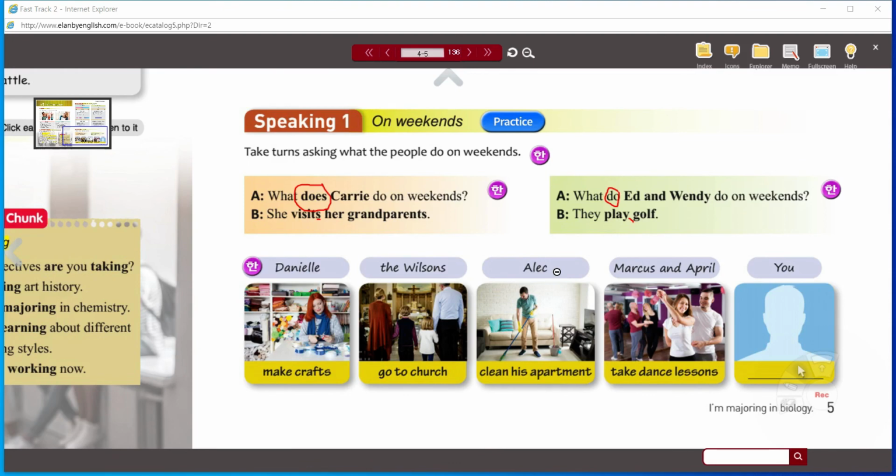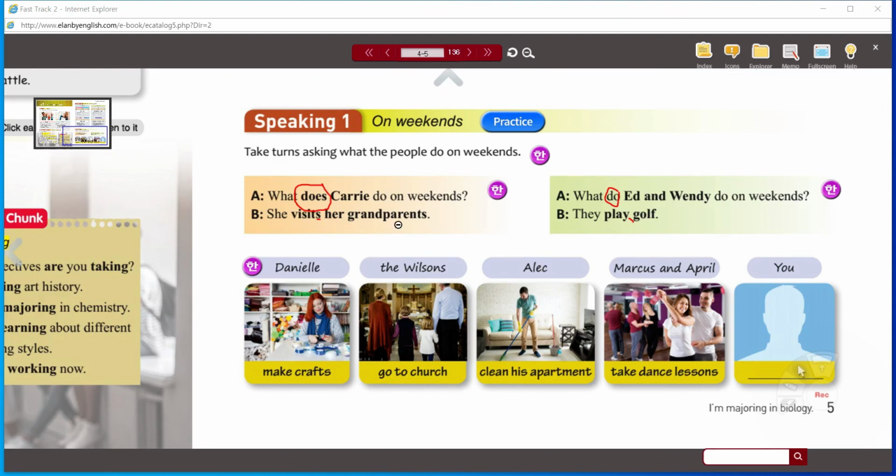All right, in the third picture, we have Alec. You can see him inside holding what looks like a mop or broom. So what does Alec do on weekends? He cleans his apartment. So that's a regular weekend activity for Alec. We're going to talk about Marcus and April. What do Marcus and April do on weekends? They take dance lessons. Like salsa dancing.